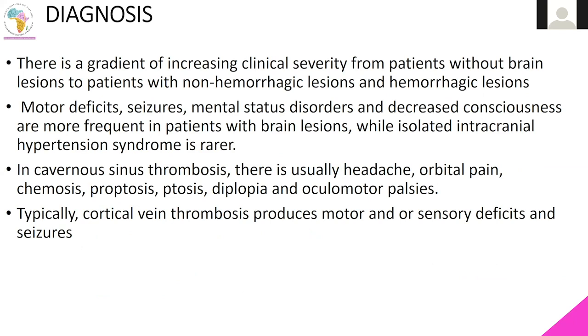Motor deficits, seizures, mental status disorder, and decreased consciousness are more frequent in patients with brain lesions, while isolated intracranial hypertension syndrome is rarer. In cavernous sinus thrombosis, there is usually headache, orbital pain, chemosis, proptosis, ptosis, diplopia, and oculomotor palsies. Typically, cortical vein thrombosis produces motor and or sensory deficit and seizures.